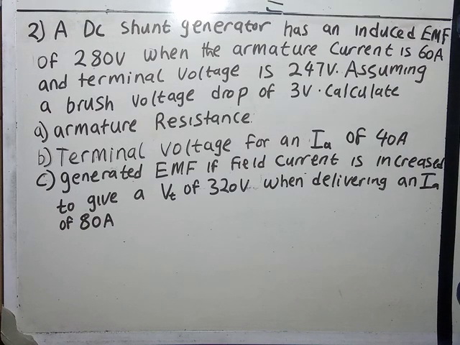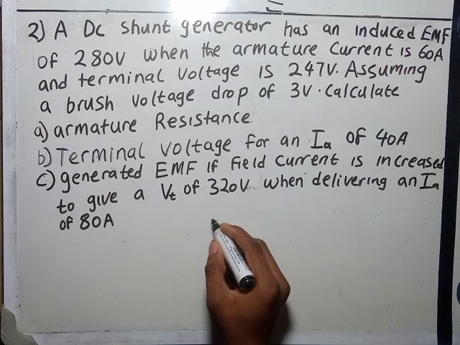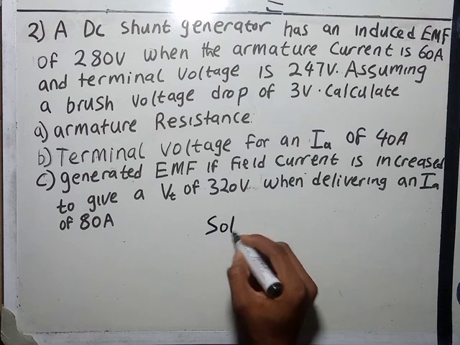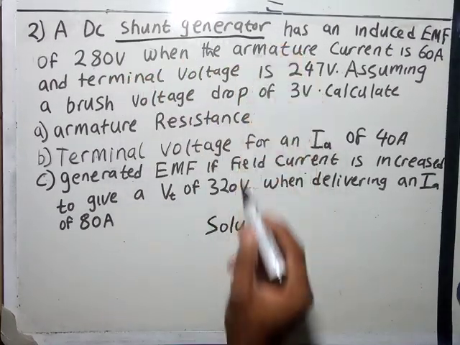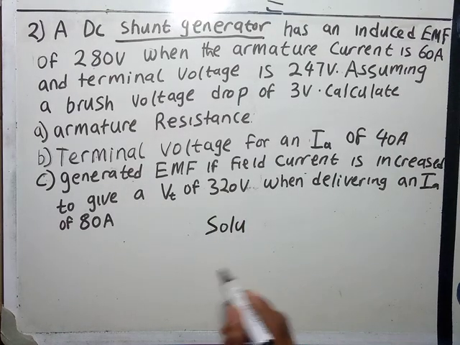Let's look at another example of DC machine questions. Now this question says a shunt generator has an induced EMF of 280 volts. So we can even start solving. You have gotten an important information already. Remember, this is critical. It determines what equation or formula you'll be using.